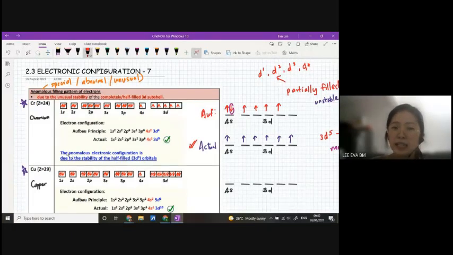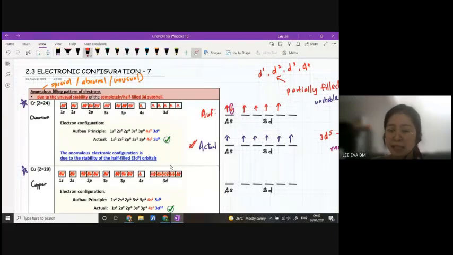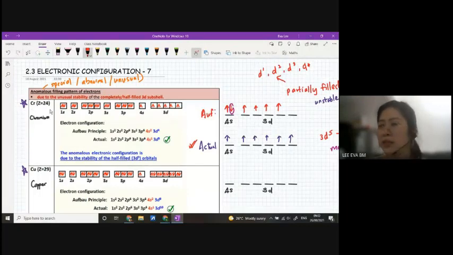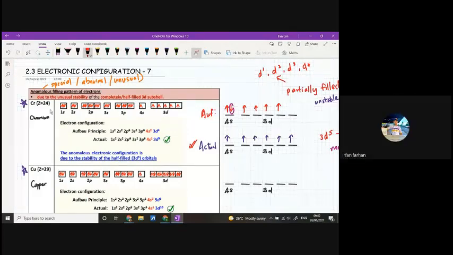Nah, ataupun dalam ayat yang dalam nota yang Madam bagi, the anomalous electronic configuration is due to the stability of the half-filled, in bracket, 3d5 orbitals. Catat lagi satu ayat yang simple lagi lah kalau awak nak ikut ayat itu. Because the 3d5, in bracket, half-filled orbital is more stable. Dua-dua ayat awak boleh guna. Okay, so this one is for chromium. Is there any questions? No.